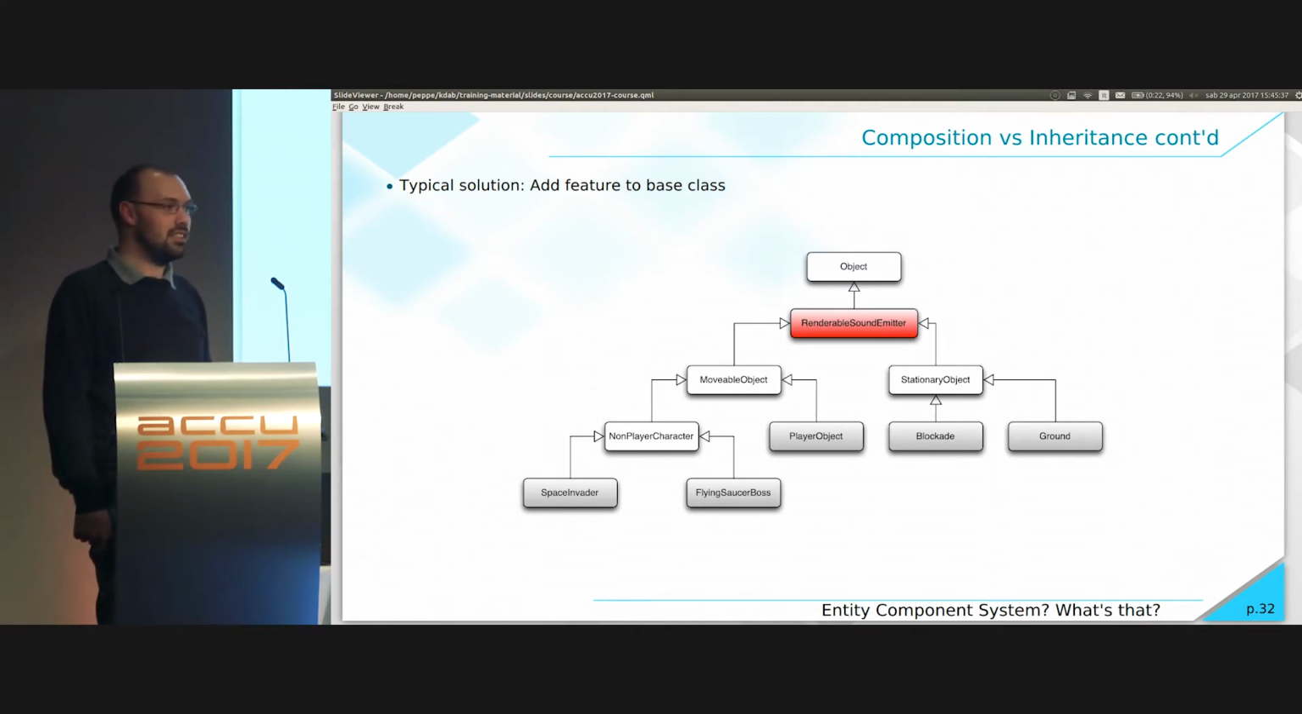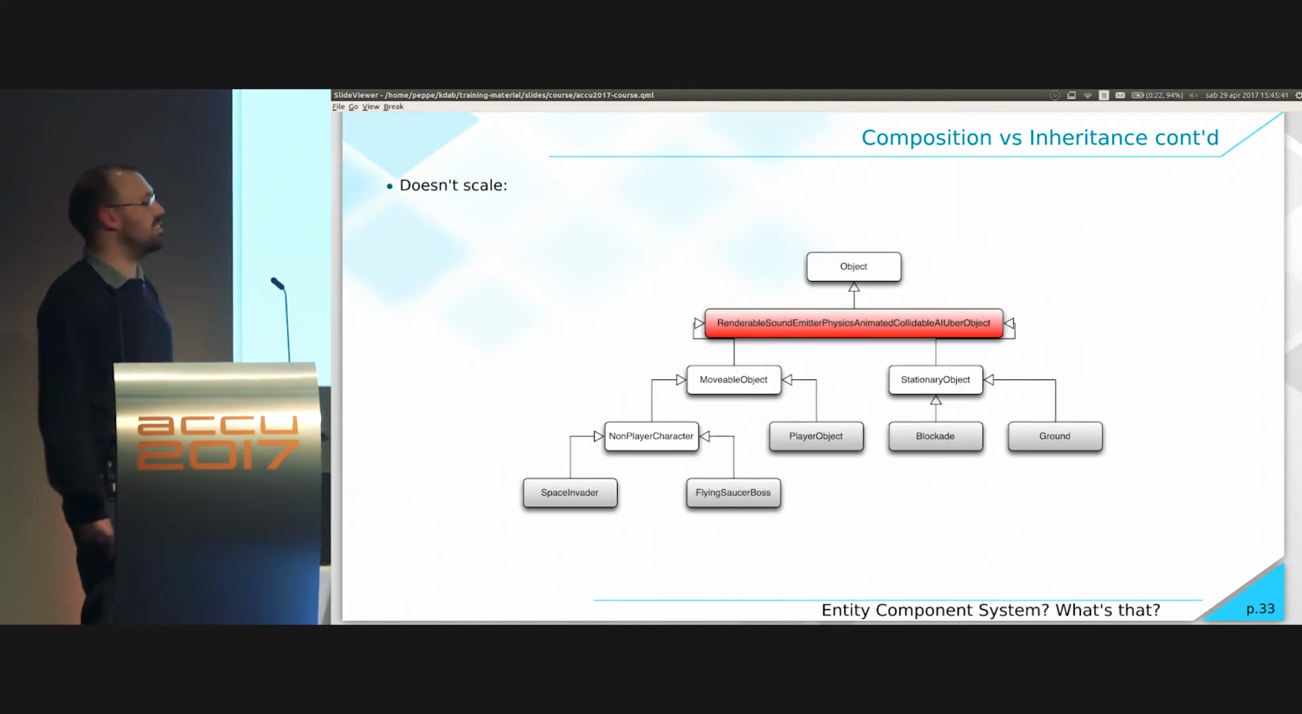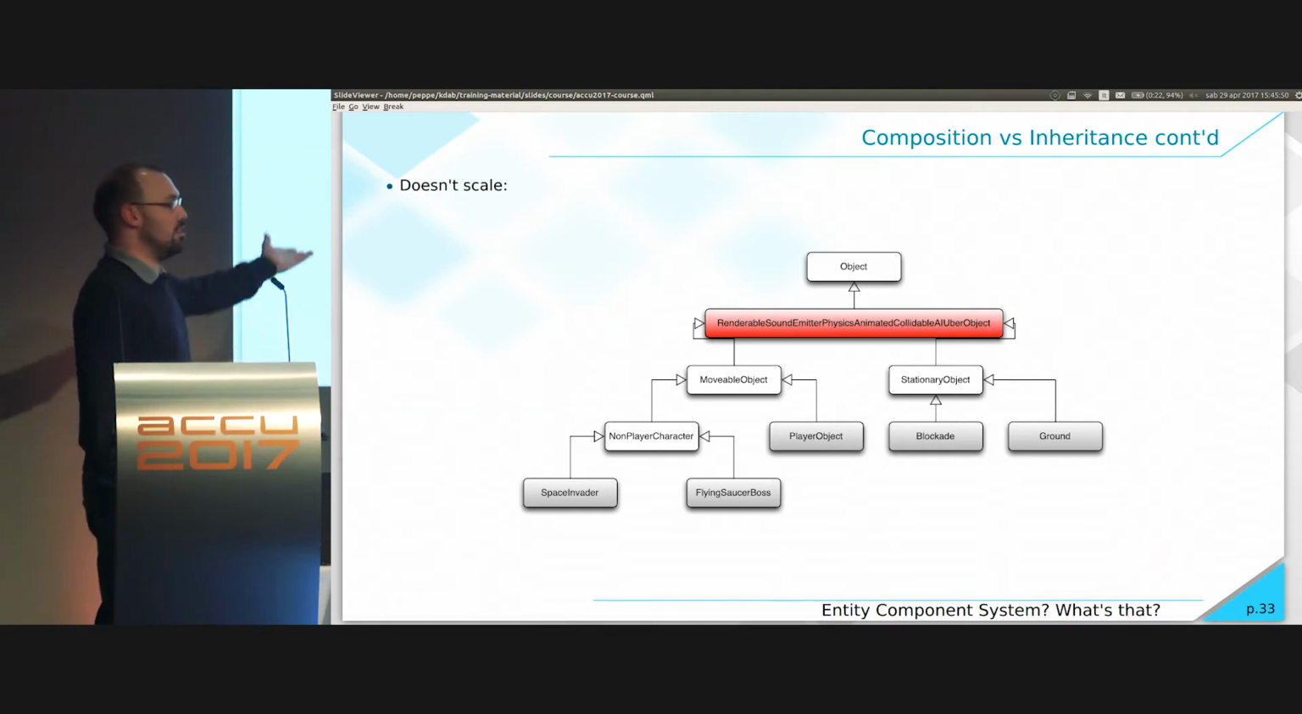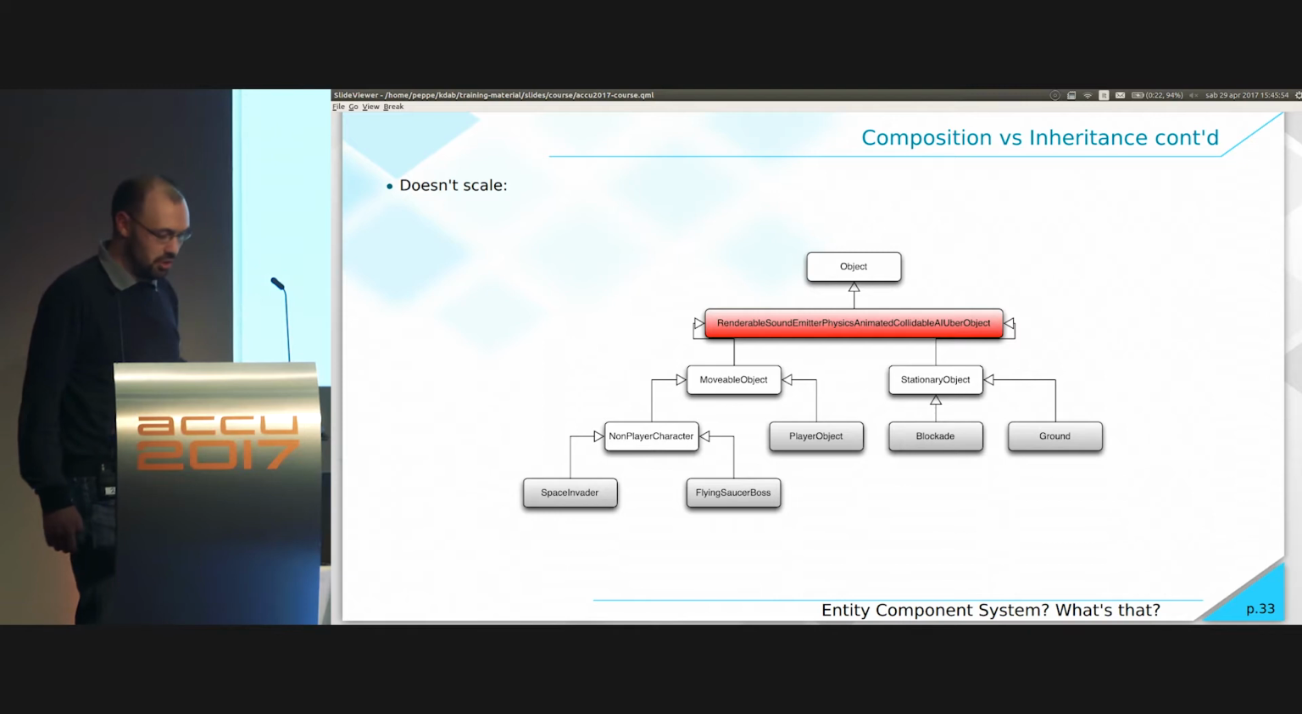And now I want to add physics, and now I want to add AI, and now I want to add something else, so that base class becomes something like that. It becomes the usual God object or the God class that can do everything. Right, this does not scale. This is not a good idea, because it means that in every subclass you're going to pay for a lot of functionality that you're potentially not using.